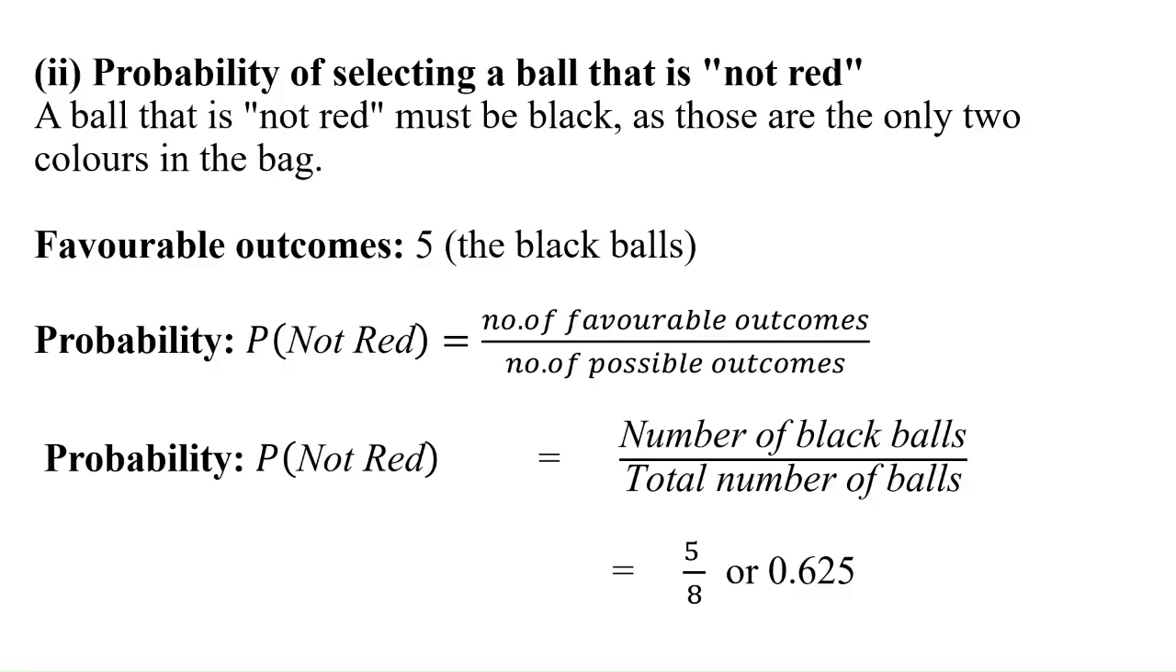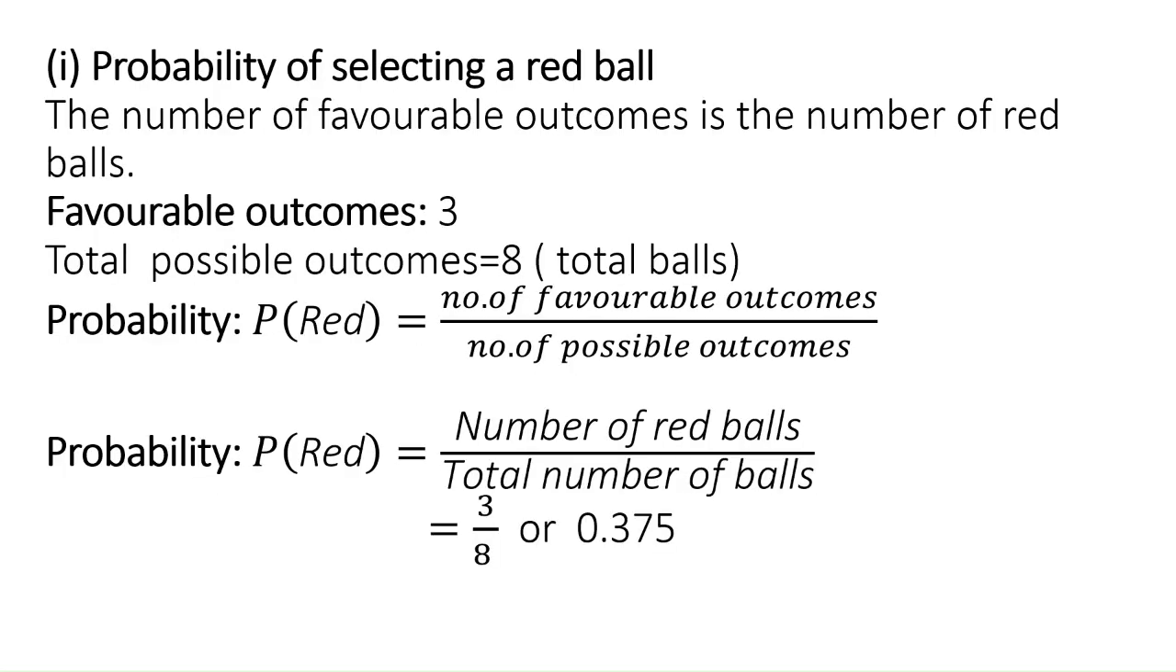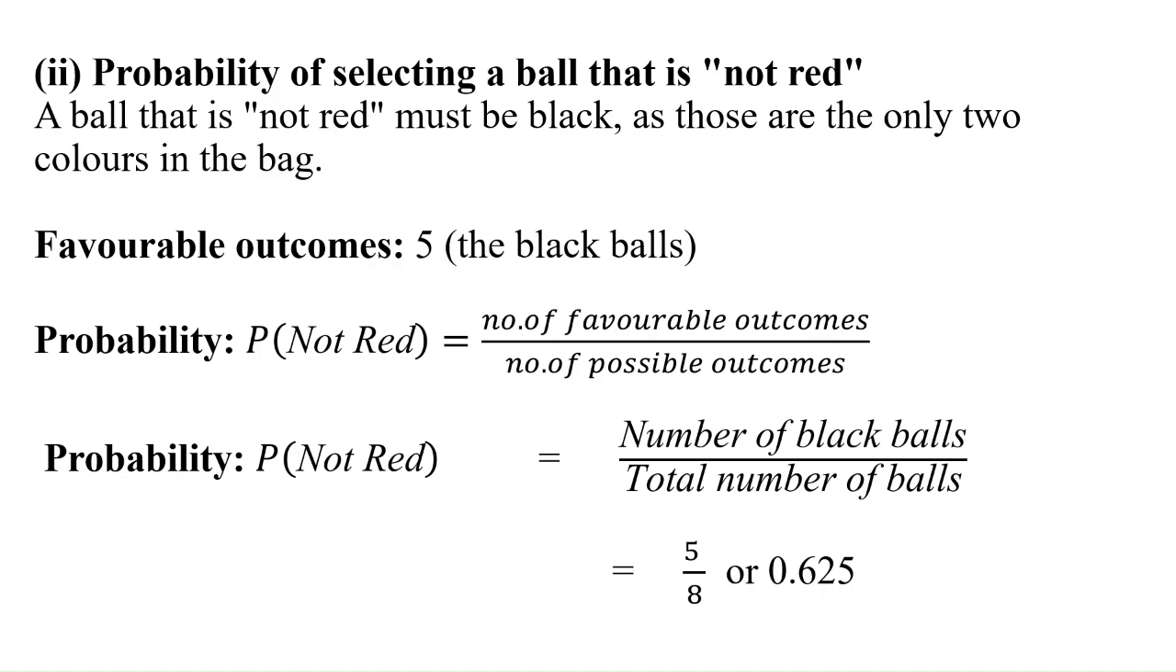So here we have found out the probability of not picking up the red ball, and picking up the red ball also. The probability of selecting a red ball will be 3 by 8, or 0.375, and the second one, the probability of selecting not a red ball, or a black ball, will be 5 by 8, or 0.625.